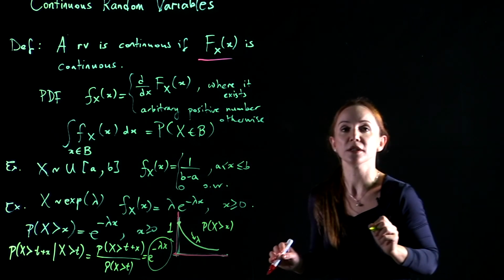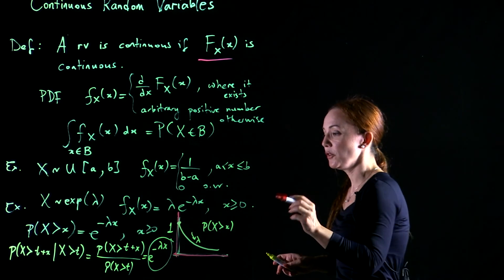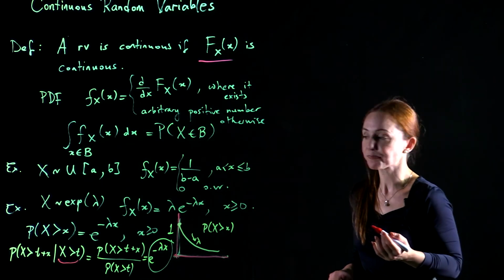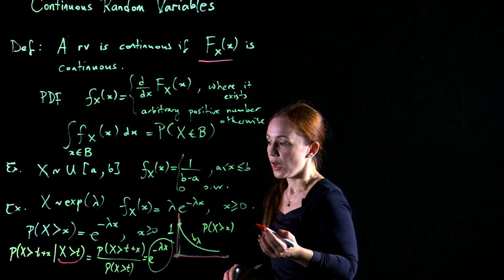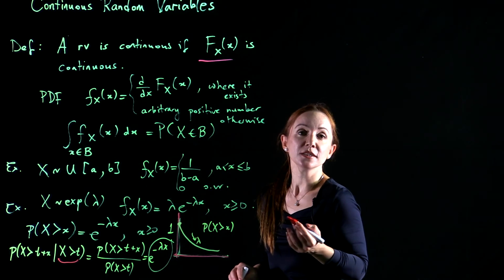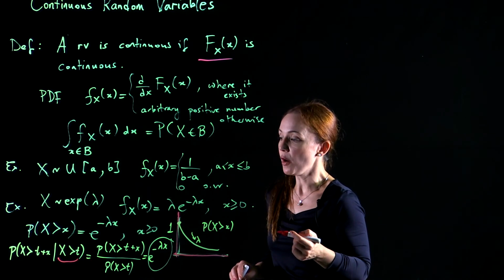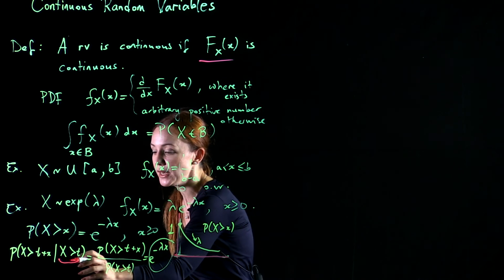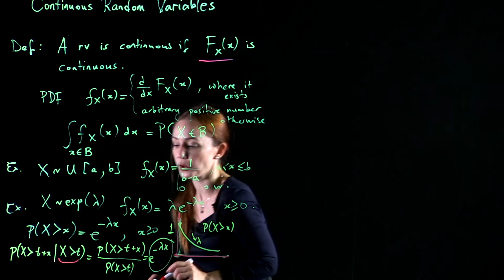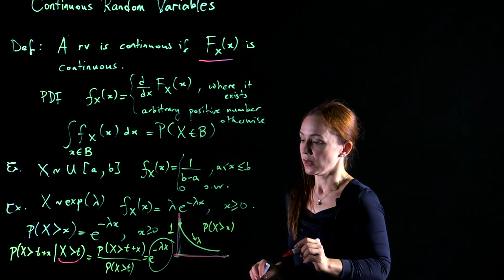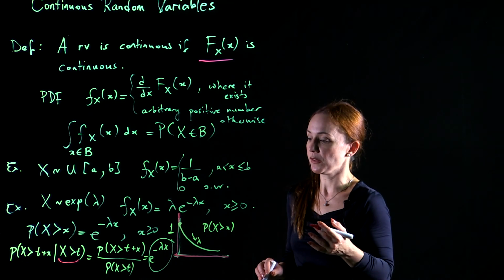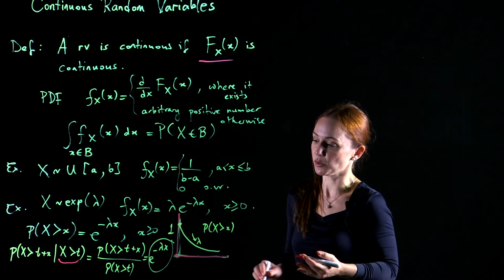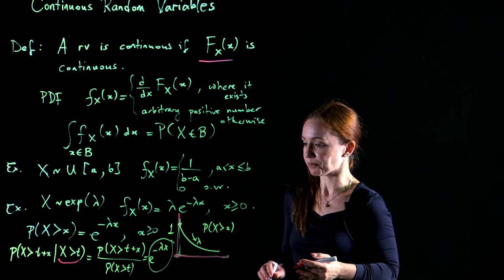So what does this mean? It says that even if we know that x is larger than t, this does not tell us anything about how much further x can go. It doesn't give us any information about how much further x is going to go. This will mean more when we think of x as the inter-arrival time in a stochastic process, namely the Poisson process.